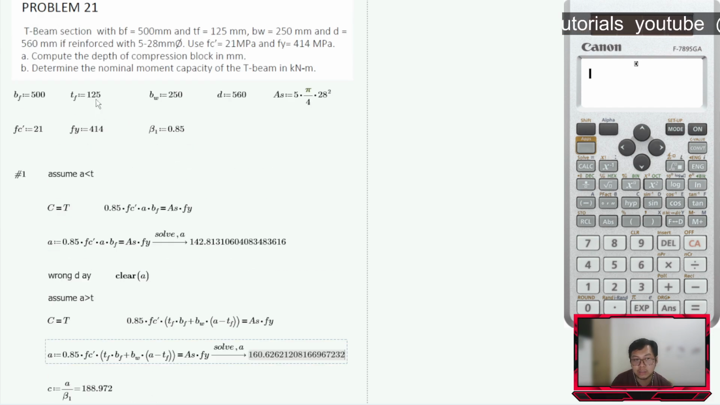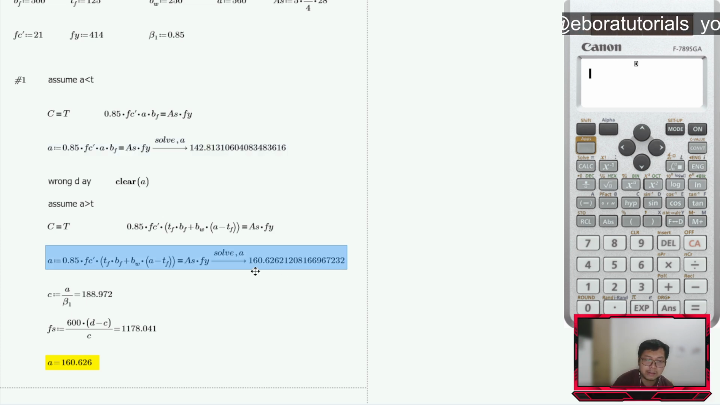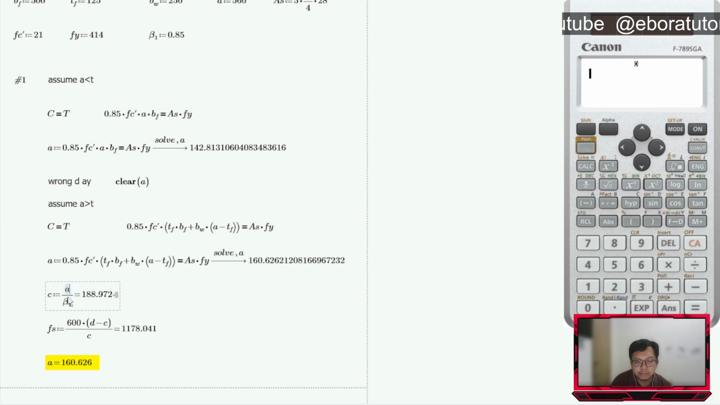So tama yung assumption natin, that is greater than 125. And then, tama din yung value ng A natin kasi we use the correct equation. So meaning, mali yung 142. Ang tamang A is 160. Anyway, after getting the correct answer for A, notice hindi agad ako nag-highlight kasi I need to check kung mag-yield ba talaga o hindi. But rest assured mag-yield yan. But anyway, just to check, solve natin yung C. C is simply equal to A over beta 1.